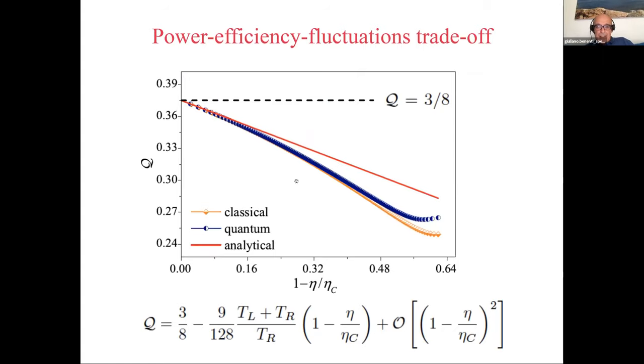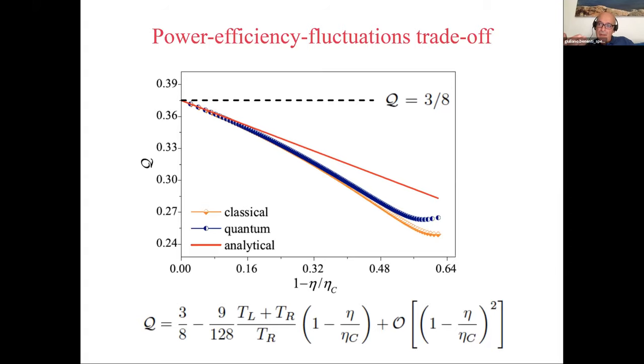You have quantum, and you can also derive classical results because you can adapt this derivation with the boxcar transmission function to classical mechanics. Then you can expand analytically and you have this red straight line when you are close to Carnot efficiency. And the point is that you approach 3/8 when you approach Carnot efficiency, which is smaller than 1/2.